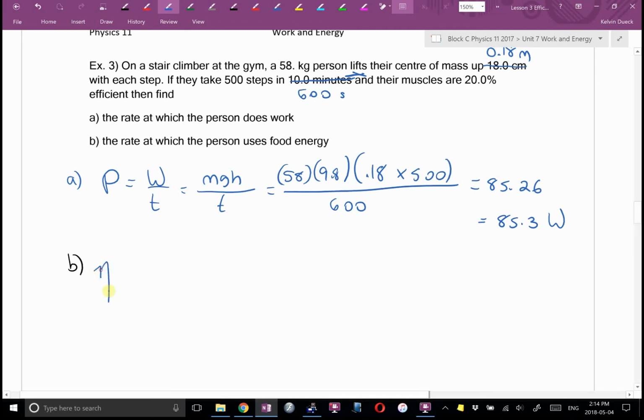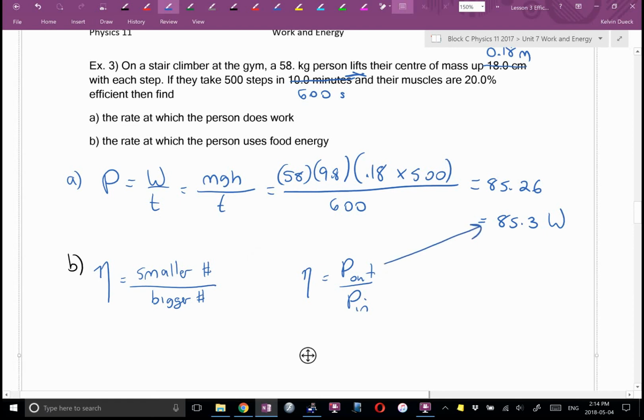So efficiency is going to be, ready? Now you can also think of this, I think. Efficiency is power out divided by power in. I think the power out is that number there. I think we want to find that. Where is that number right now?